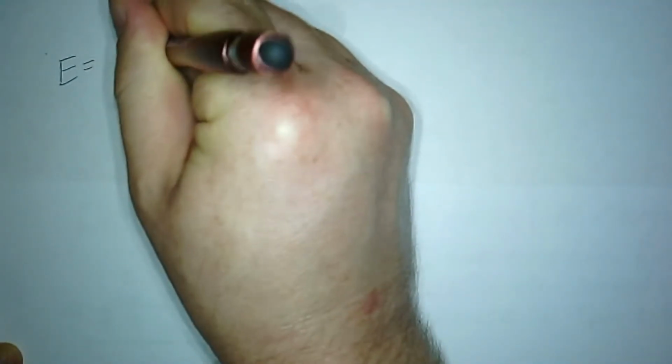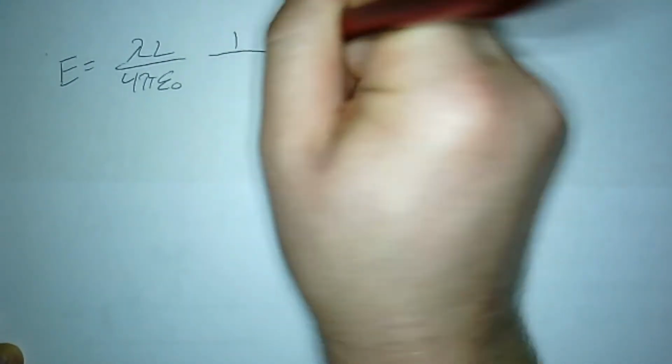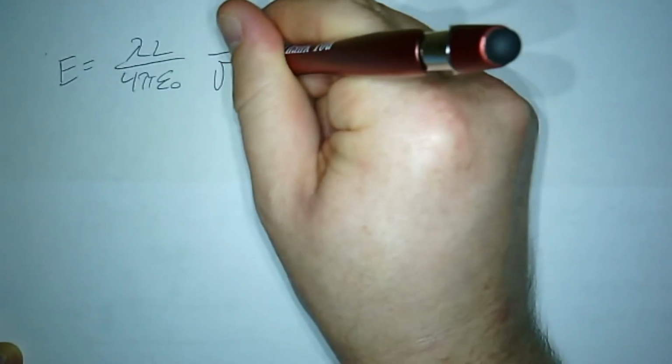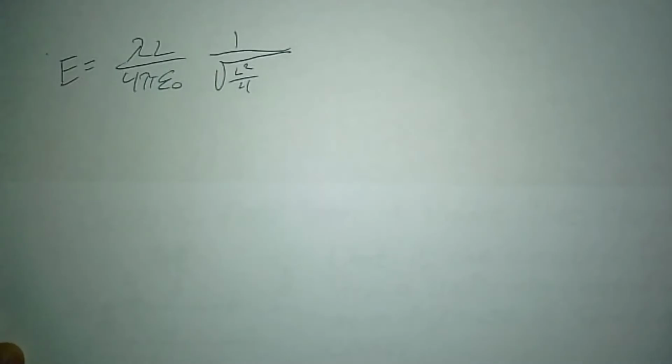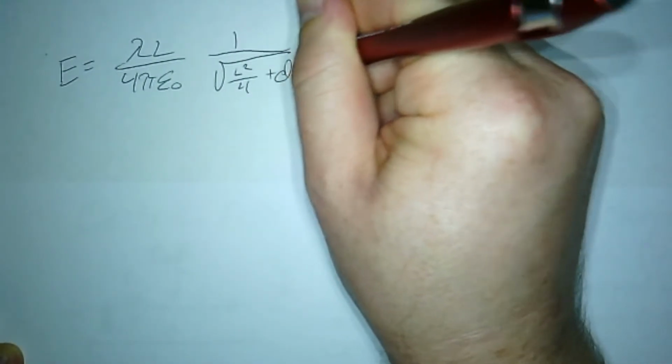I'll pause it. So what if I take my answer that we had a second ago and we say the electric field is equal to lambda L over 4 pi epsilon naught times 1 over the square root of L squared over 4 plus d squared.